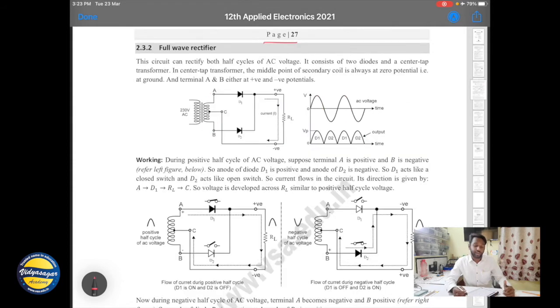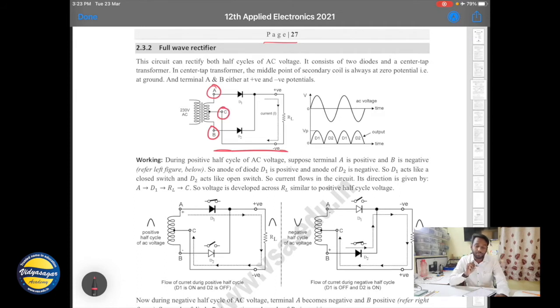Now coming to the full wave rectifier, please come to page number 27, where the construction of the circuit is given. This is the full wave rectifier. In a full wave rectifier, one thing you need to keep in mind is that the transformer used here is a center tap transformer. You can see there are three terminals, three points taken out of the secondary. Point number 1 is A, point number 2 is B, and there is a third point C.